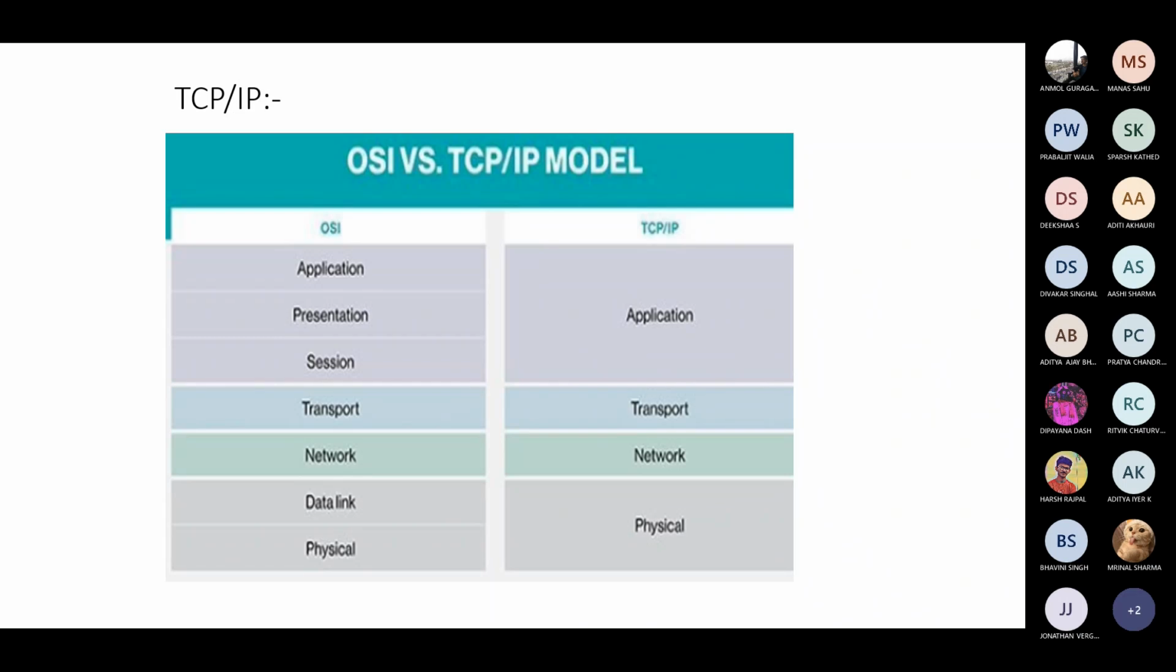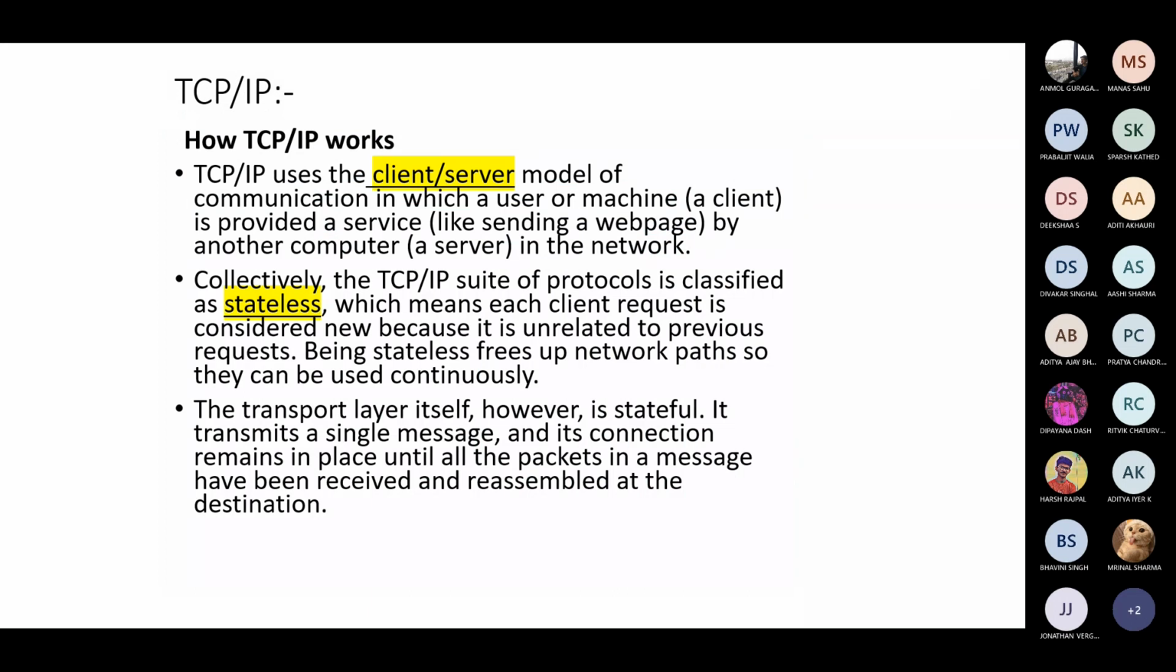So overall, how many layers does TCP/IP have? 4 layers: application layer, transport layer, network layer and physical layer. Whereas the OSI model has 7 layers. So that is the basic difference here. We will discuss the functionalities of each and every layer in the coming slides.